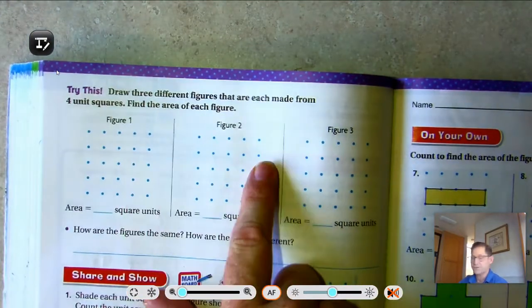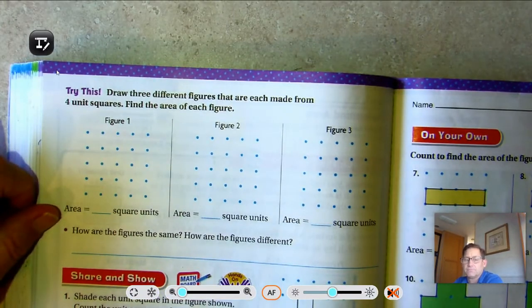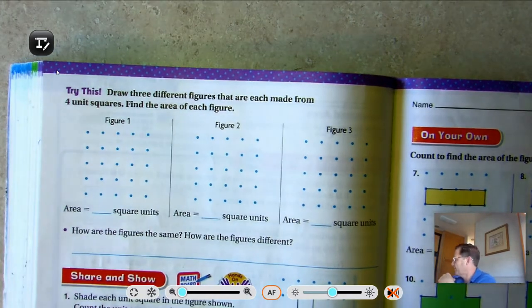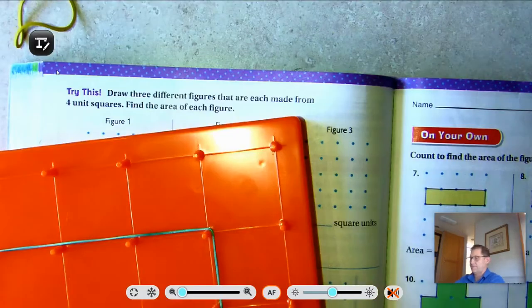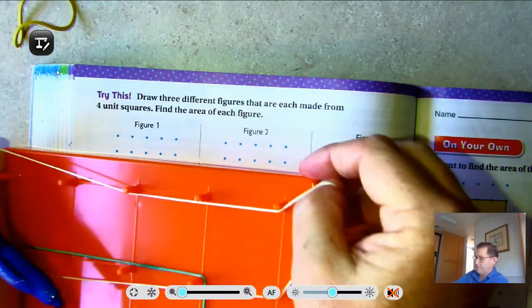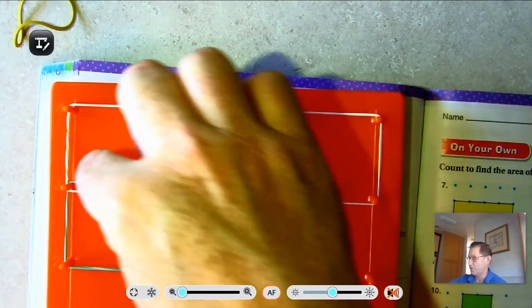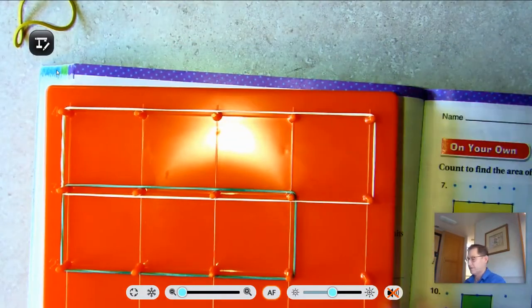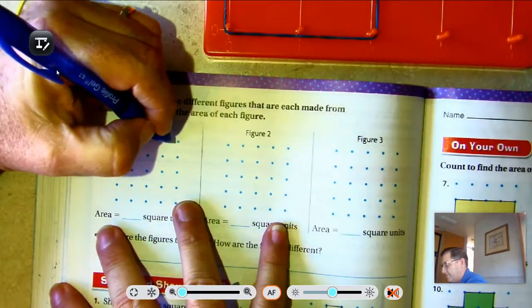Now, draw 3 different figures, figure 1, figure 2, figure 3, each made from 4 unit squares. So if I was to grab another color rubber band, maybe this white one, and I went all the way across, I'd have 4 square units. 1, 2, 3, 4. Okay, so that's what we need to do. For at least one of them, we need to make 4.